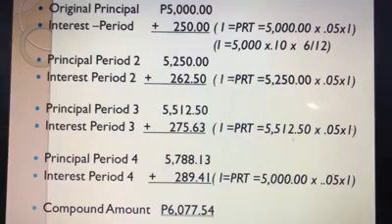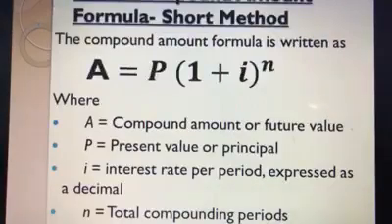But what if the interest compounding period is monthly? That would mean 12 times in a year. So for 2 years, that would be all in all 24. So imagine how long the computation would be if we're going to use the manual calculation or the long method. But there is a remedy for that: the compound amount formula, or the short method.